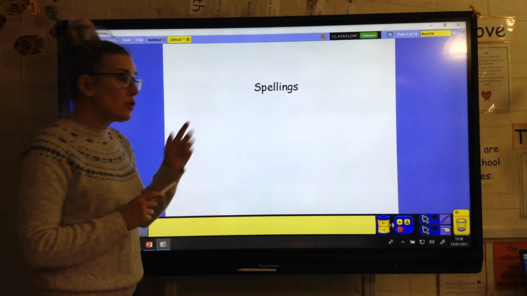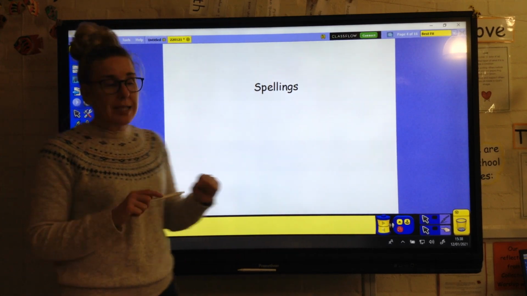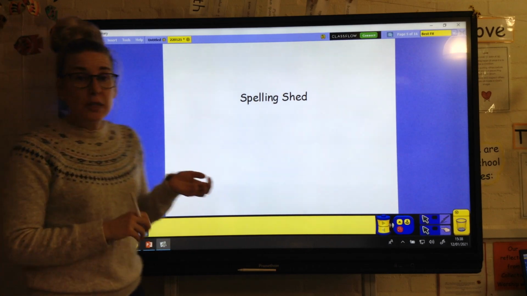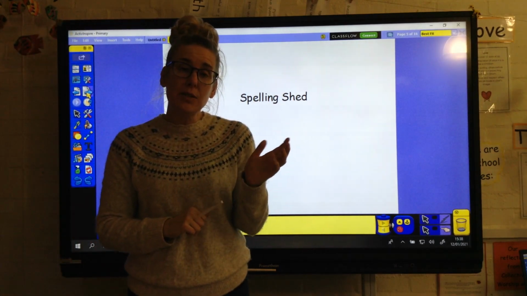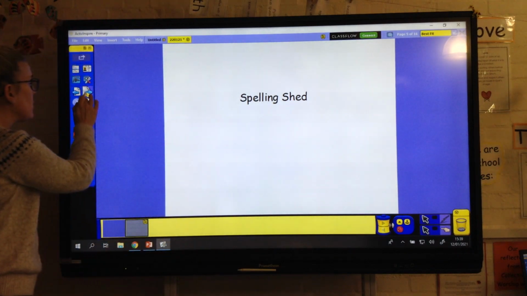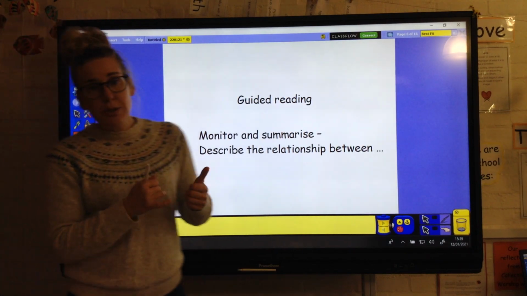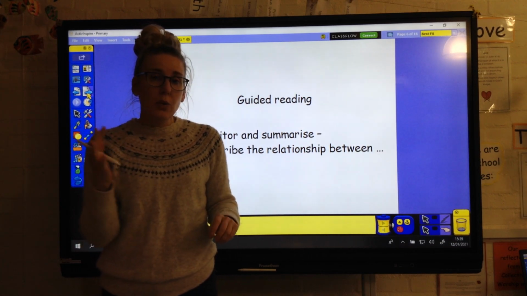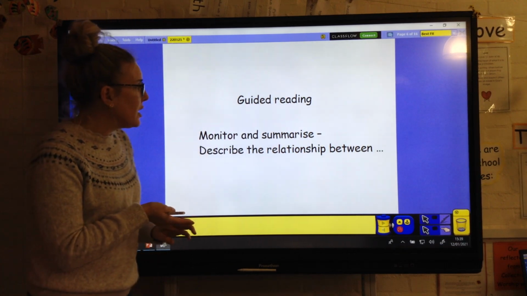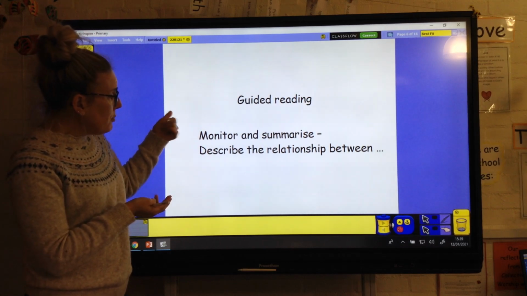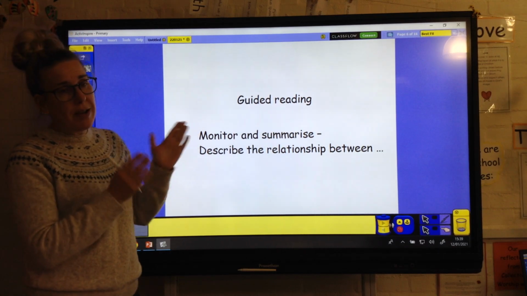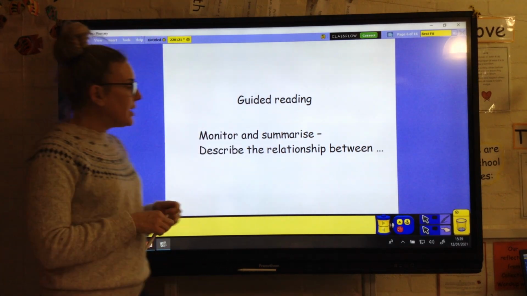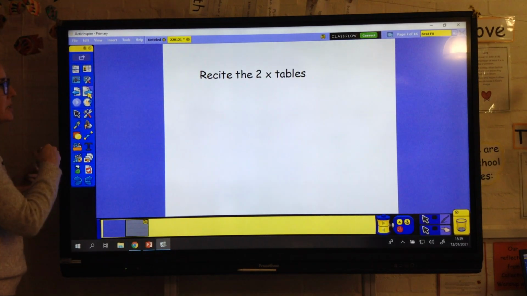You have still got Phonics Play if you wanted to do a little phonics activity on there, and some reading as well as some spelling. You've got your Spelling Shed, you've got all your activities on there that you can have a go at as well. Please make sure you do some reading, so you've got your Oxford Owls and you've got the e-platform from Wheelers, which has got books from the school library service on it. Monitor and summarise, so describe the relationship. So when you've done some reading, try to talk to somebody about the relationship between two characters.